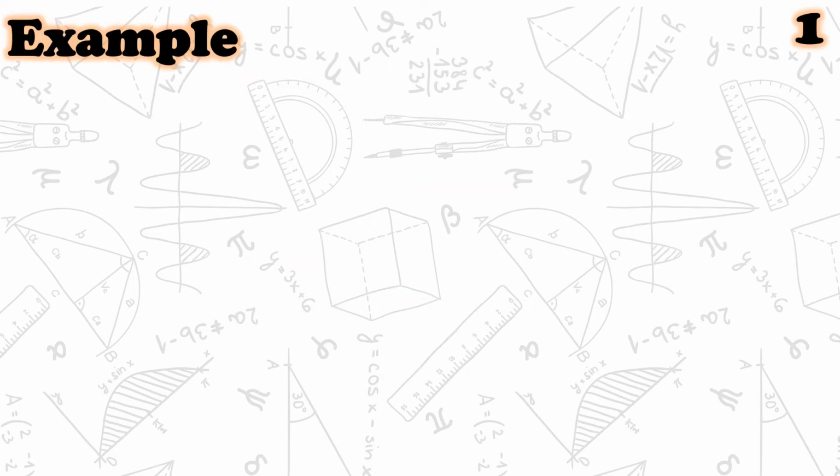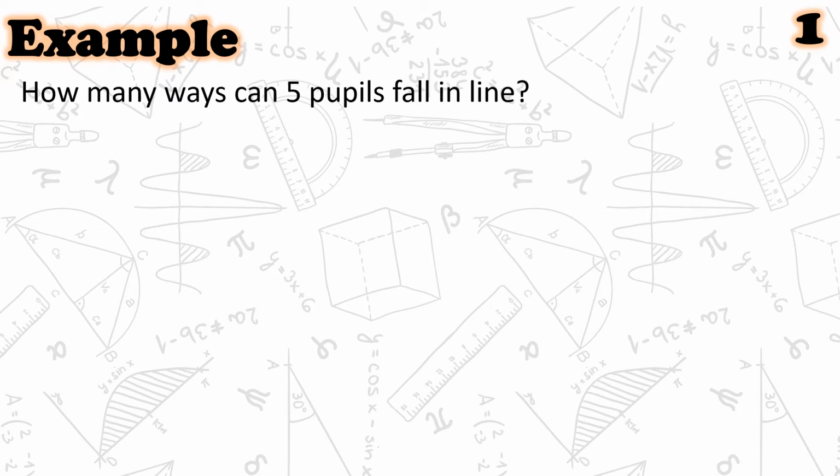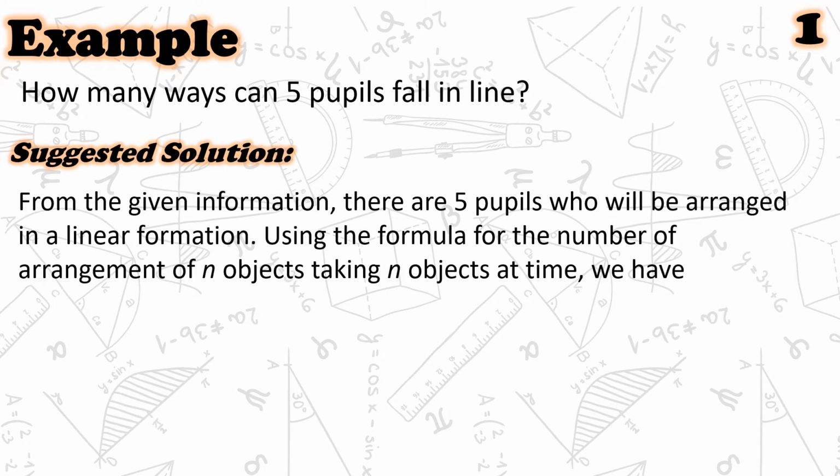Let us have example number 1. How many ways can 5 pupils fall in line? Here is our suggested solution. From the given information, there are 5 pupils who will be arranged in a linear formation. Therefore, order is important. Using the formula for the number of arrangements of n objects, taking n objects at a time, we have 5 taken 5, or 5P5, is equal to 5 factorial.